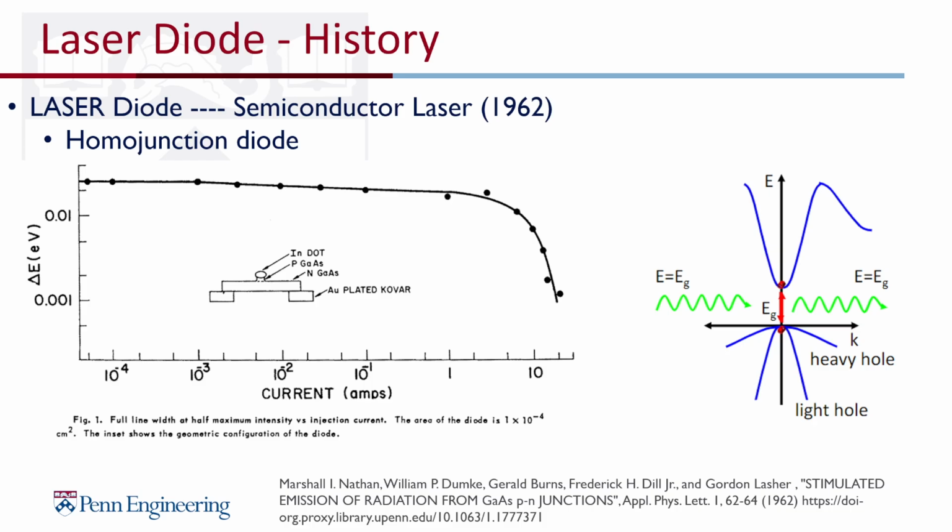This injection would increase the possibility of the recombination of the electron and holes, where the electron falls back to the valence band from the conduction band, which will emit a photon if the device is a direct bandgap semiconductor. The first laser diode could only operate at a low temperature, around 77 K, with a threshold current of 10 to the power of 4 to 10 to the power of 5 ampere per square centimeter.